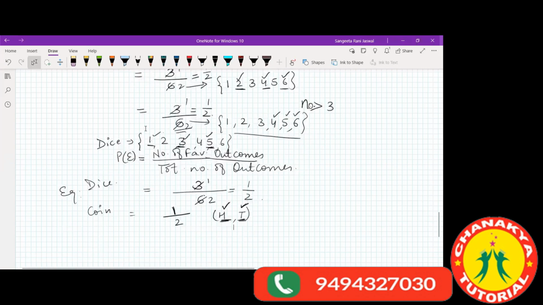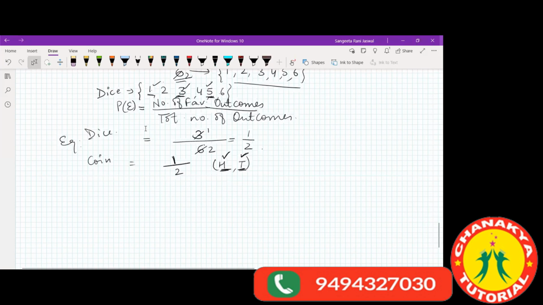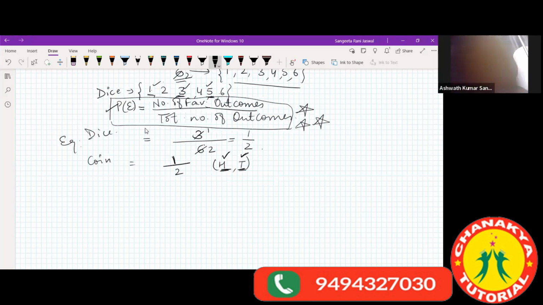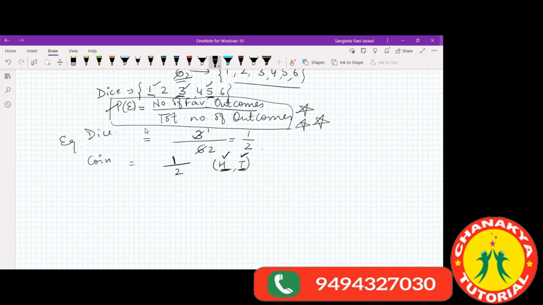Okay, but before we move on to the question part, I want to tell you one more thing. See, now probability of an event is given by number of favorable outcomes upon total number of outcomes. So this is a very important thing that you must keep in mind. Okay, very important. Right? Probability of an event is always given by number of favorable outcomes upon total number of outcomes.